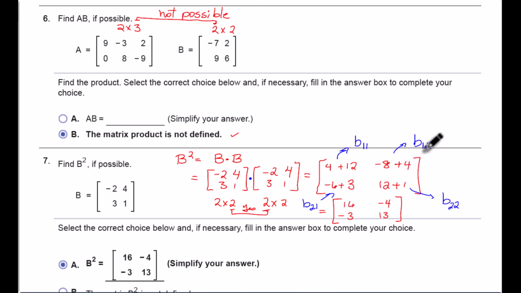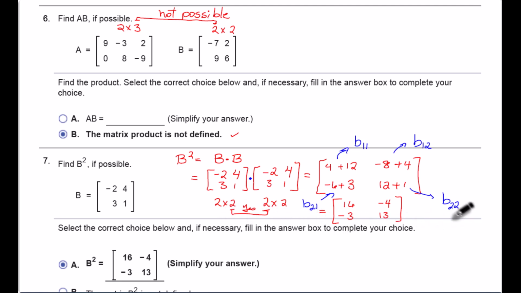Let's see, B12. Okay, first row, second column. Minus 2 times 4, that's a minus 8 plus 4. And minus 8 plus 4 is a negative 4. B21. All right, second row, first column. 3 times minus 2 is a minus 6. 1 times 3 is 3, and minus 6 plus 3 is a negative 3.